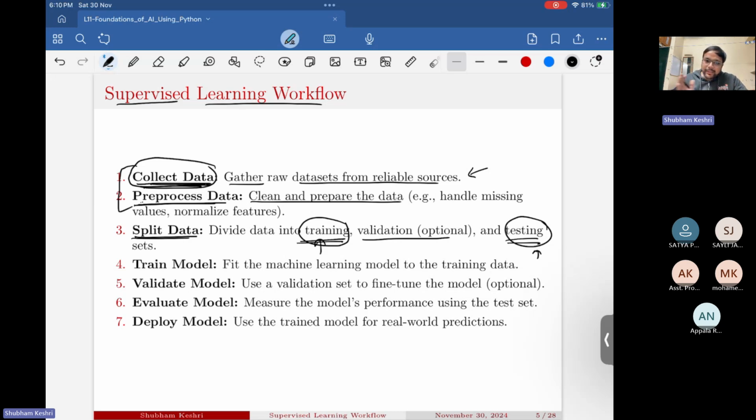So we split the data into training data and testing data. If you don't do so, and you try to train the model on the whole complete data, then you will have some issues, which we'll also talk about in this class. Okay.